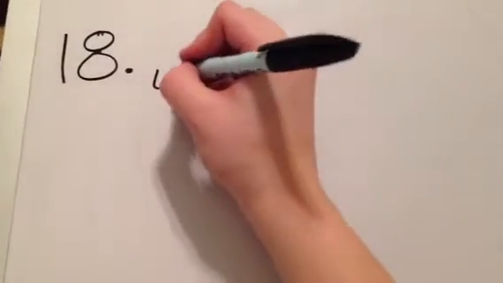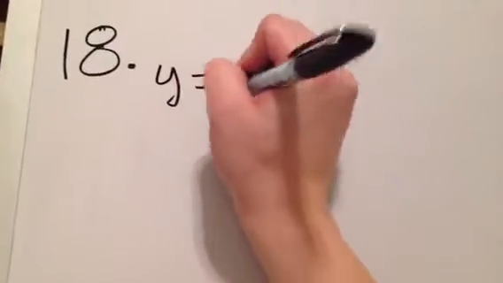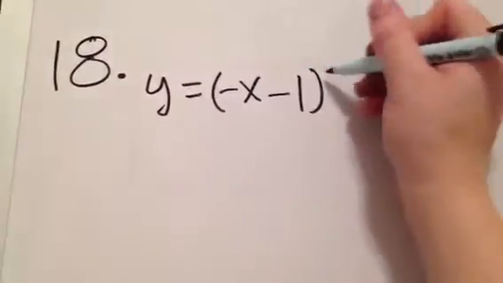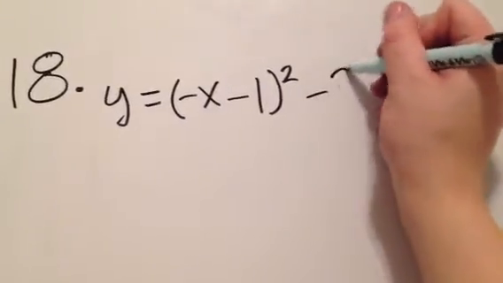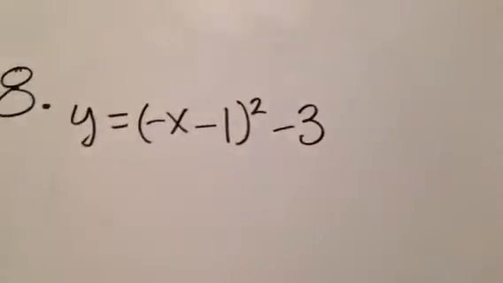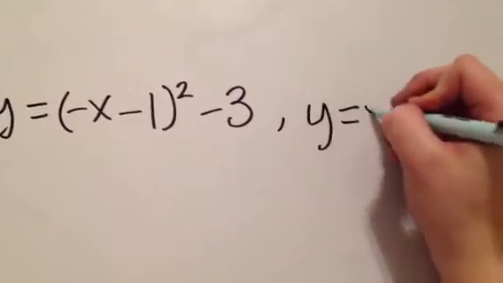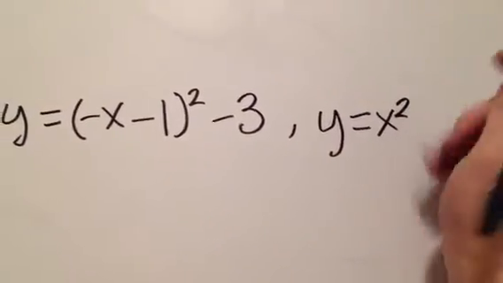And number 18's equation reads y equals negative (x minus 1) squared minus 3. And the original parent function is the quadratic function, which is y equals x squared.